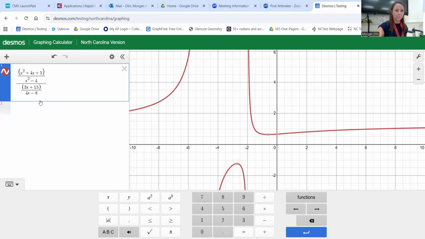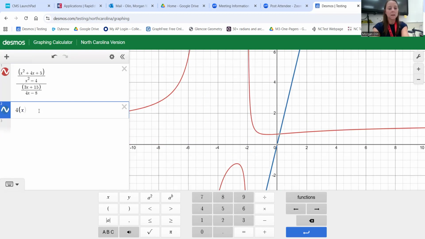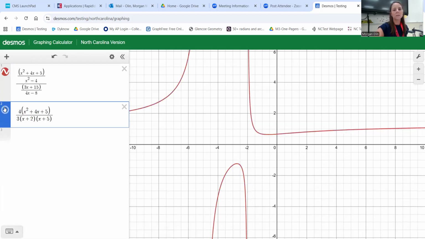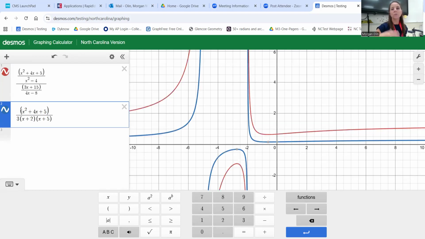All right, so here we go. There was the original problem, and then our answer, parentheses x squared plus 4x plus 5, divided by 3 times x plus 2, and then x plus 5. And they could always multiply these out. And how do I know I did this correctly? If you notice, there's only one graph. Like if I didn't have this 4 right here, you'll notice it's two different graphs right there. All right, now, moving right along to the next problem.